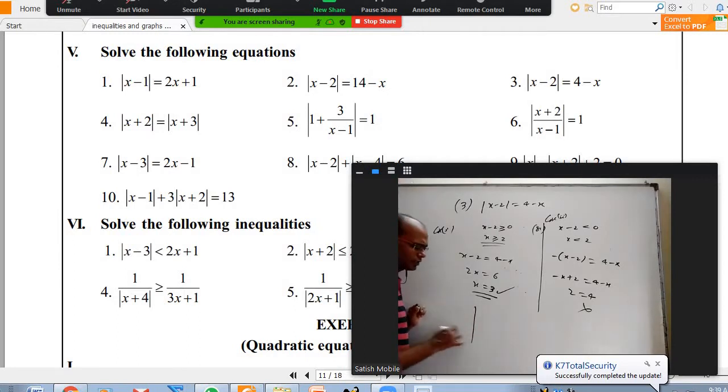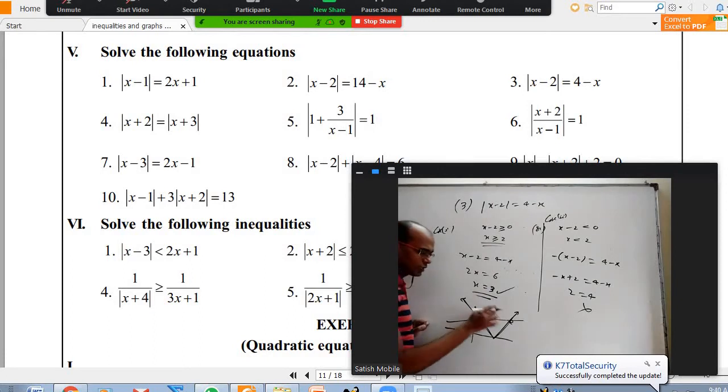Basically, what happens is, if you look at the figure, mod x minus 2 is a V shape like this. Only on this part of the line, that equation is this. And on this part of the line, that equation is that. There can be a line intersecting here and here. You will get two answers.